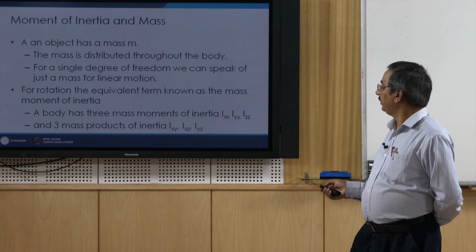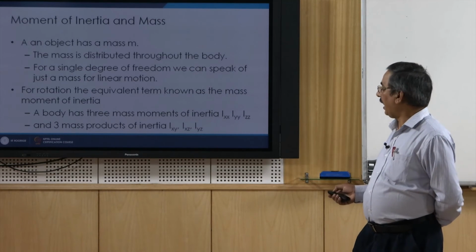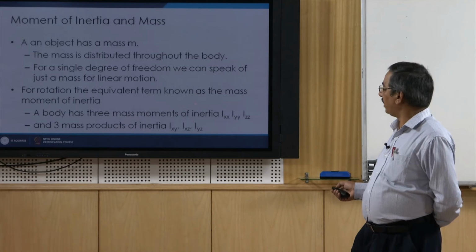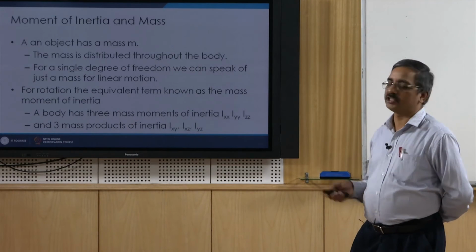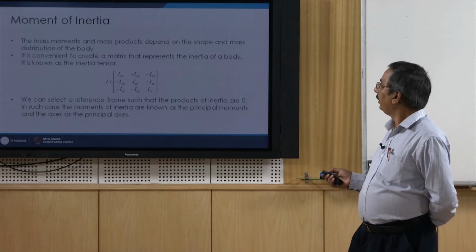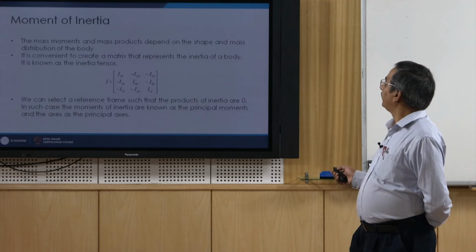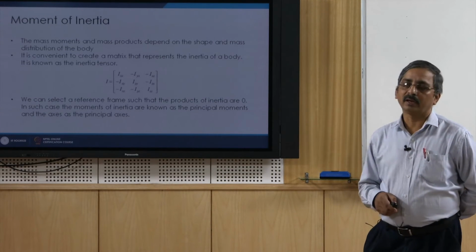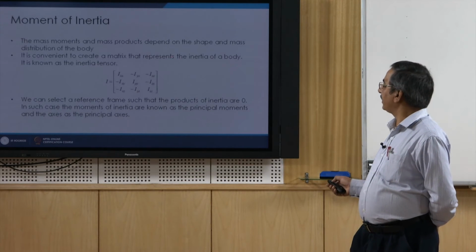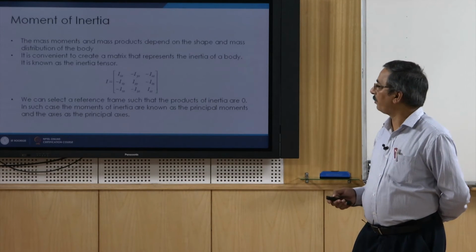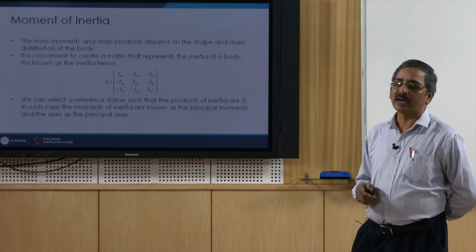For rotation, the equivalent term is known as mass moment of inertia, and a body has 3 mass moments of inertia and 3 mass products of inertia. Now, the mass moment and mass product depend on the shape and mass distribution of the body. It is convenient to create a matrix that represents the inertia of a body, and this matrix we call the inertia tensor.